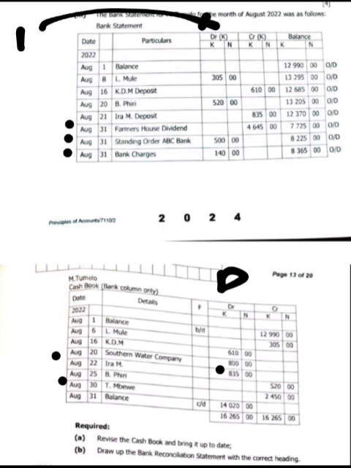So here we have identified the transactions which are present on the bank statement but absent in the cash book. And we have identified those transactions which are present in the cash book but absent on the bank statement. So now you have to write them separately on the paper. You say transactions present on the bank statement, you write. Then transactions present on the cash book, you write.